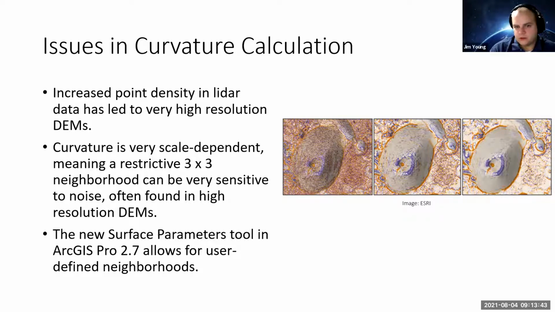As you can see, as you move to the larger neighborhoods, you get less noise and less miscellaneous data that obscures what you're really trying to look at, which is the curvature of the top and base of what looks like a volcano. Esri has recently implemented a solution to this with their new Surface Parameters tool in ArcGIS Pro 2.7, which allows for user-defined neighborhoods, so you can go up to whatever you think is necessary for the scale that you're looking at.